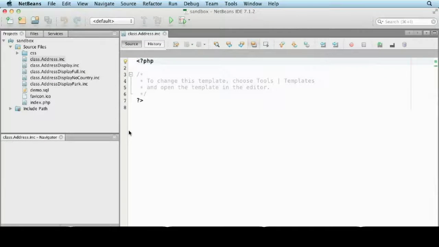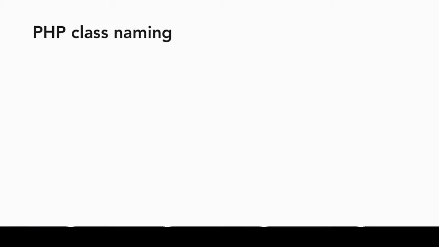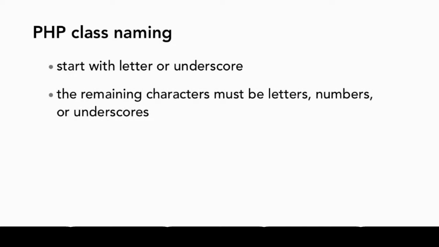In PHP, a class definition always begins with the keyword class, followed by the name of the class. There are 3 PHP rules regarding the naming convention used for classes. In particular, the class name must start with a letter or underscore, the remaining characters must only consist of letters, numbers, or underscores, and there is no limit on the length of the class name.